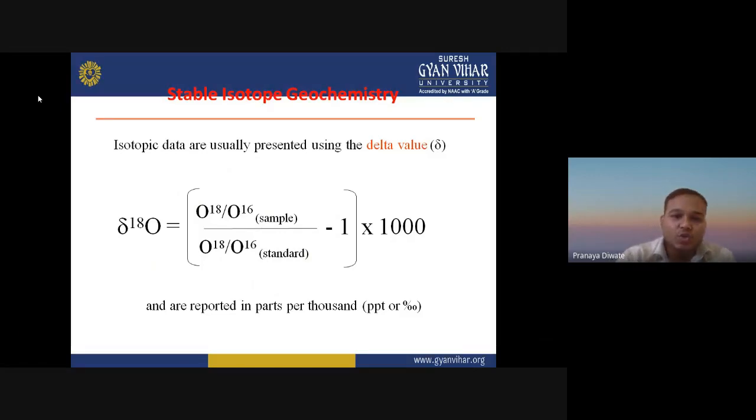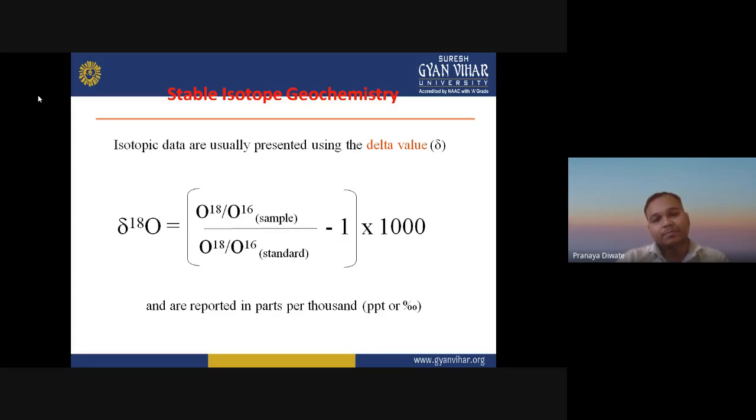The isotopic data are usually presented using the delta value, that is delta 18O. So delta 18O is the ratio of 18 to 16 in the sample divided by the standard, minus 1, multiplied by 1000. That is how you get the delta 18O value. This is the standard formula which we apply for isotopic study.